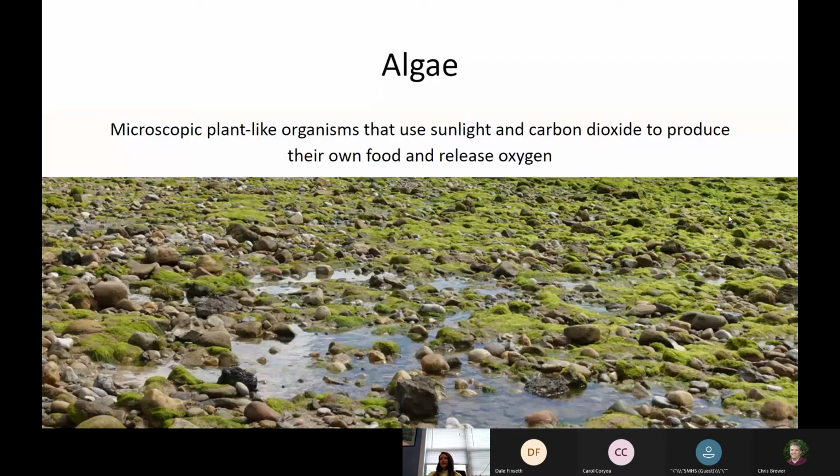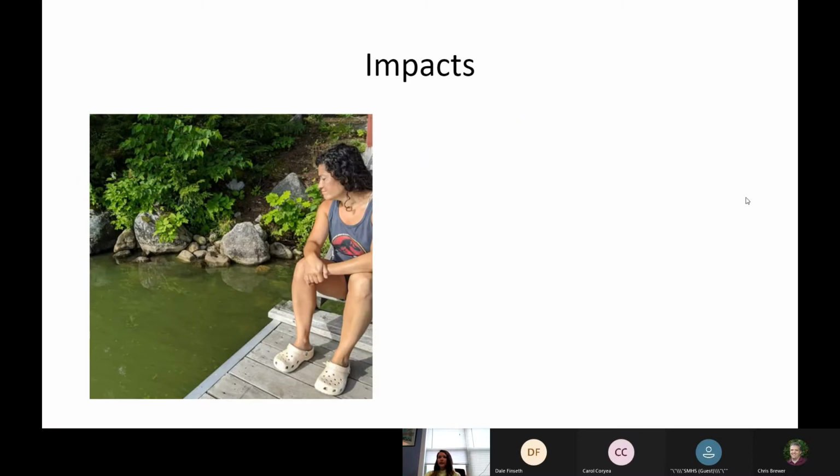So algae is something that does occur naturally in an ecosystem, especially in aquatic ecosystems. It's a microscopic plant that uses the sunlight and carbon dioxide. It produces its own food and it releases oxygen. So in a lot of ways, algae can be really great, but the problem comes when we have too much algae in an ecosystem. It can have really bad impacts on the health of that water.